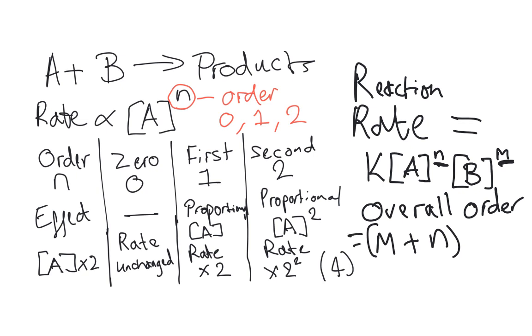So that's important, that there's a difference between the order of reaction with respect to a given reactant and the overall order of reaction, which is the sum of the powers of the concentration terms in the rate equation. And this part up here is what we call the rate equation. Rate equals a constant K times concentration of A to the power of N times concentration of B to the power of M.